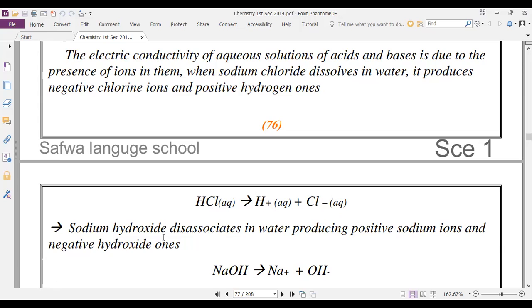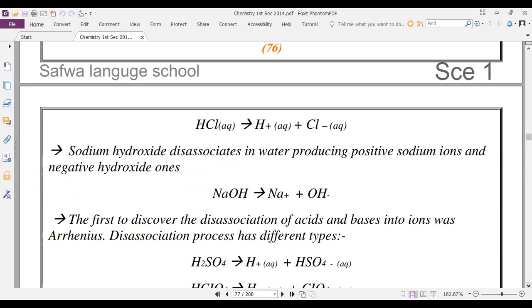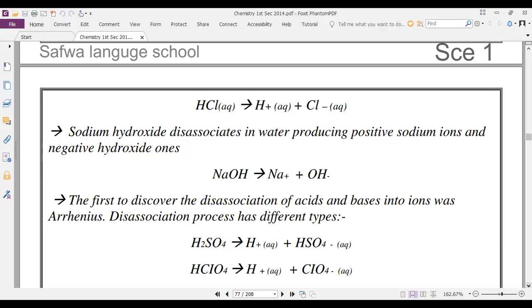while sodium hydroxide, NaOH, dissociates in water, producing positive sodium ions and negative hydroxide ions. So, because of the presence of the negative hydroxide ion, it's considered a base. The first to discover the dissociation of acids and bases into ions was Arrhenius, and the dissociation process has different types.